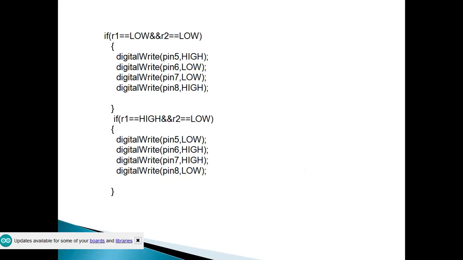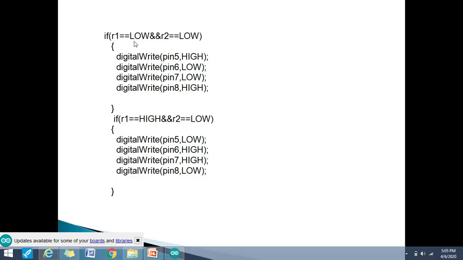Once you get the values of R1 and R2, suppose in this case you got the values in digital form, R1 equals LOW, that is 0, and R2 equals 0. So R1 equals 0 and R2 equals 0 means you have a black surface. Similarly, if R1 equals HIGH and R2 equals LOW, that means one surface is white and one surface is black. So in the first case, when R1 and R2 are both low, that means both your IR sensors lie on the black surface.